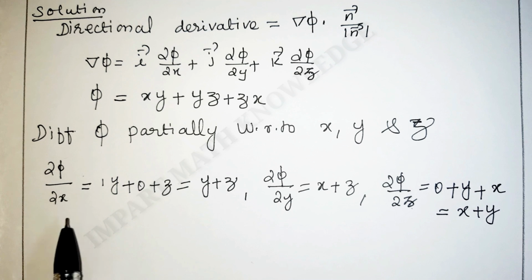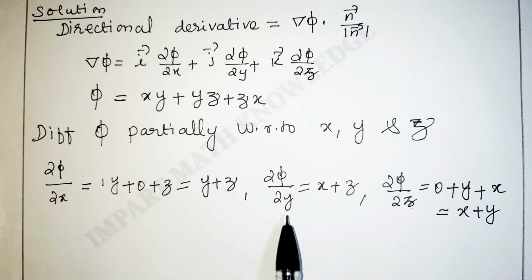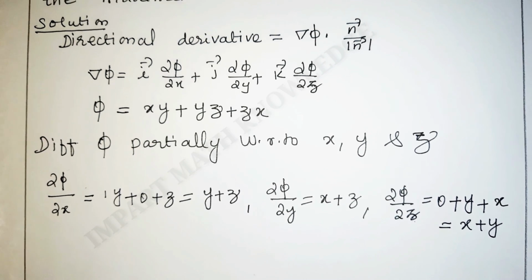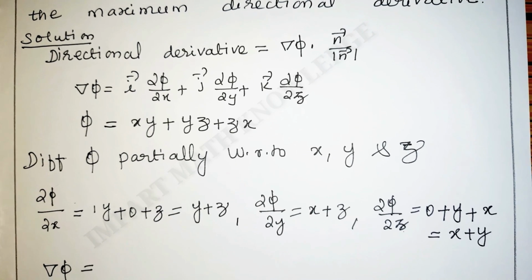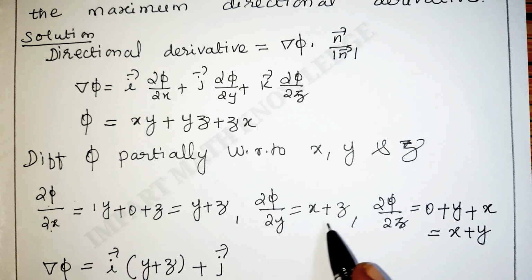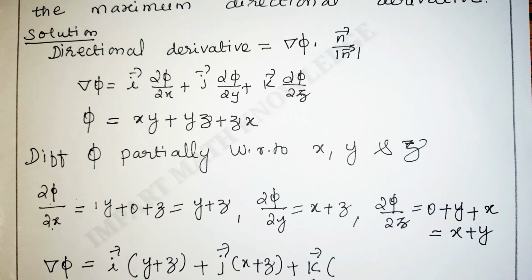Now substitute dou phi by dou x, dou phi by dou y and dou phi by dou z in del phi. Del phi is equal to i vector, dou phi by dou x is equal to y plus z, j vector, dou phi by dou y is x plus z, plus k vector, dou phi by dou z is x plus y.